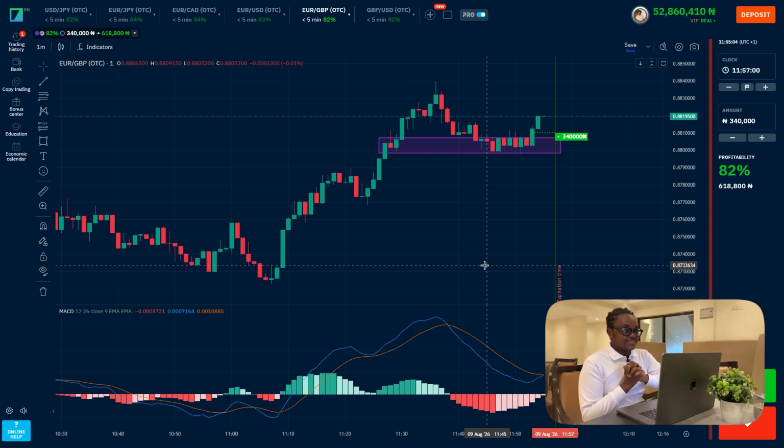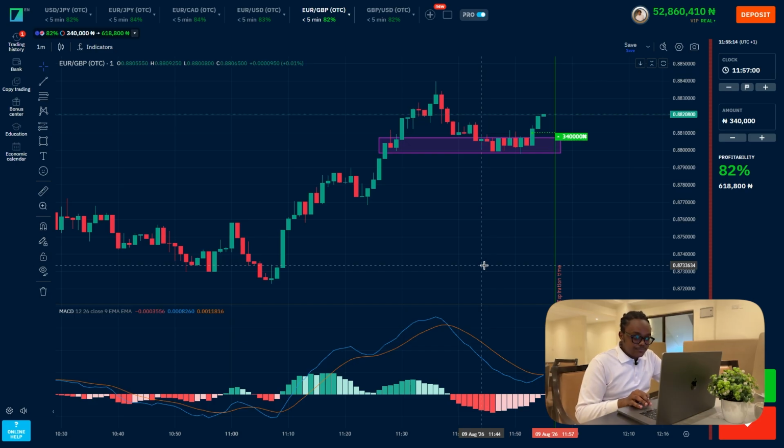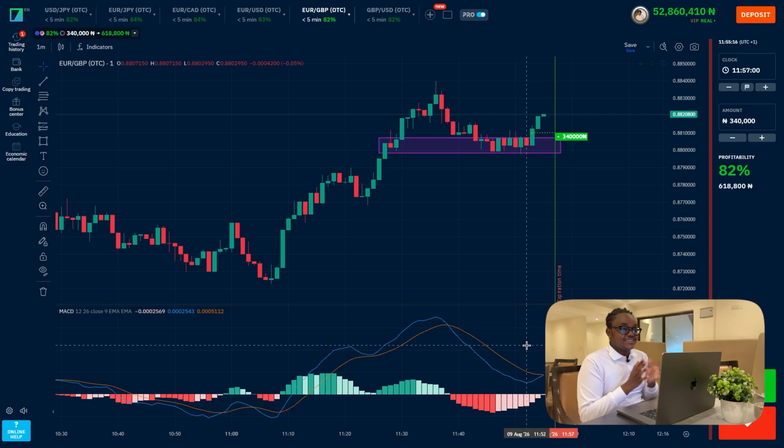And now that we have several confirmations, for this example I'm going to use $250. And now let's open another buy trade with an expiration of 3 minutes. We can see that the price is moving towards the next support level.